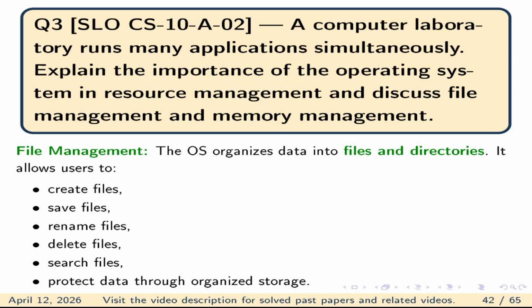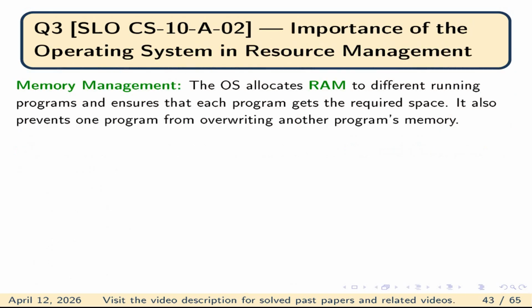File management: the OS organizes data into files and directories. डायरेक्टरी, जो फोल्डर होते हैं उनको हम डायरेक्टरीज भी कहते हैं. It allows users to create files, save files, rename files, delete files, search files, and protect data through organized storage. Memory management: the OS allocates RAM to different running programs and ensures that each program gets the required space. It also prevents one program from overwriting other programs' memory.